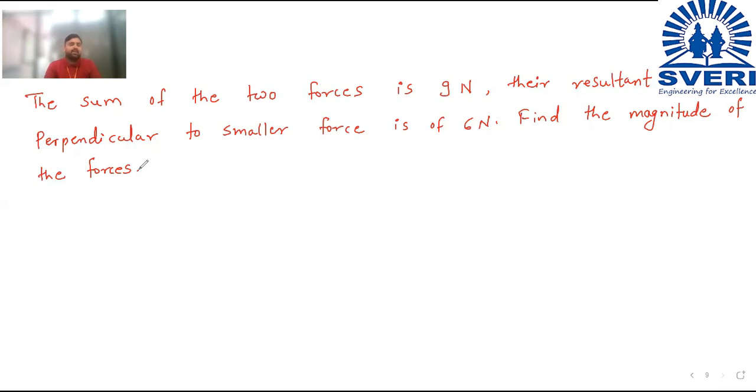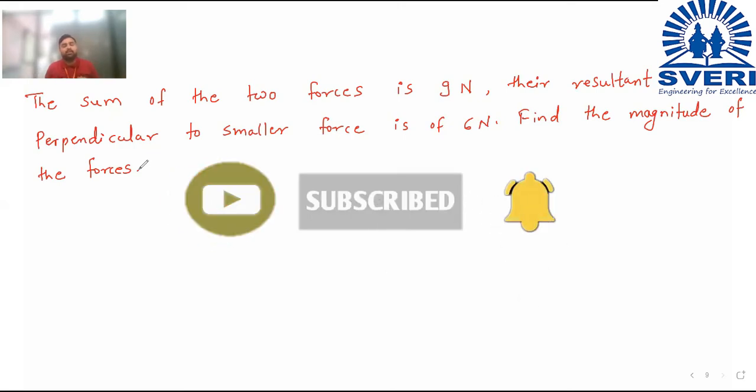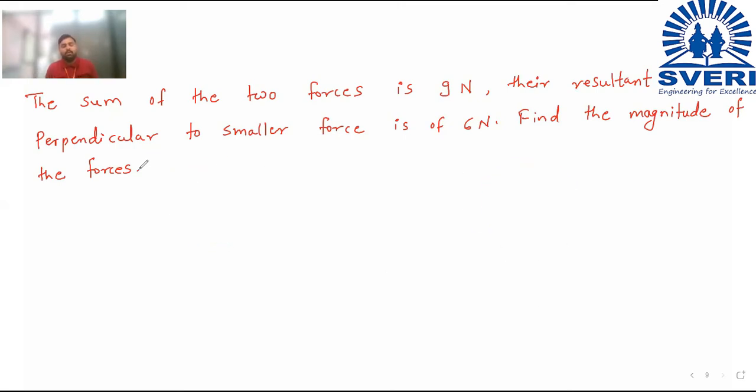So let us assume that any of the force is smaller. Let us assume that P is smaller than Q. I don't know who is smaller and who is greater. But to solve the problem, if I assume that P is lesser than Q, then the resultant force is perpendicular to P. So the angle between the resultant force R and P is 90 degrees. And its magnitude is also given. The resultant is 6 Newton. And then they have asked you to find out the magnitudes of forces P and Q.